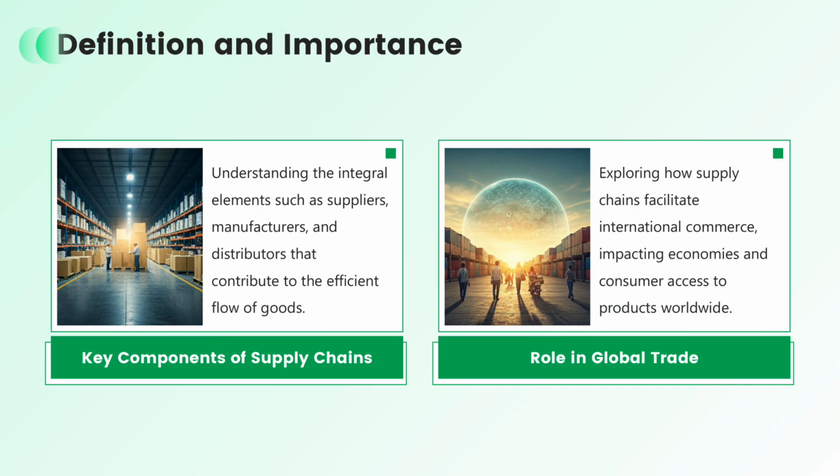When we talk about the key components of supply chains, picture suppliers, manufacturers, warehouses, and logistics providers working together to keep goods moving efficiently. The image on the right is a busy warehouse and a bustling port, reminding us that these links enable international trade and impact everything from pricing to product availability. So coordination across each part is essential for smooth global commerce.